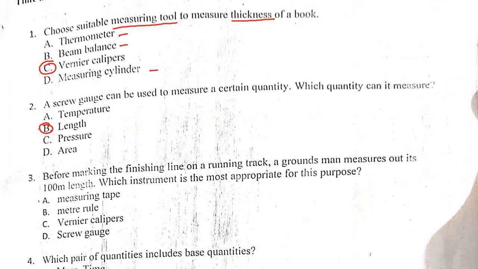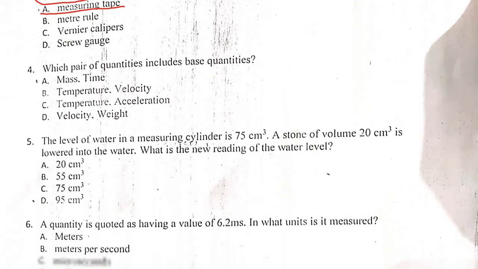Before marking the finishing line on the running track, the groundman measures out its 100-meter length. Which instrument is most appropriate for this purpose? So, 100-meter length can be measured with the help of measuring tape. So, the correct answer is option A.